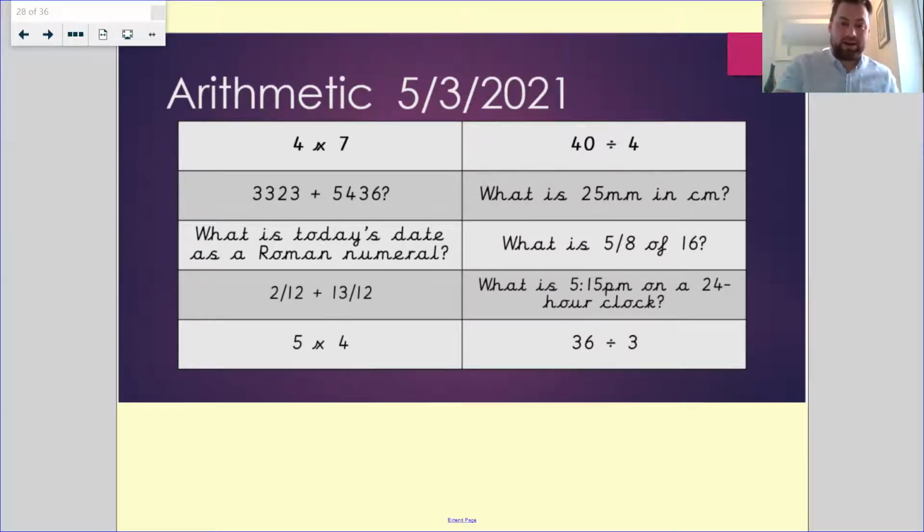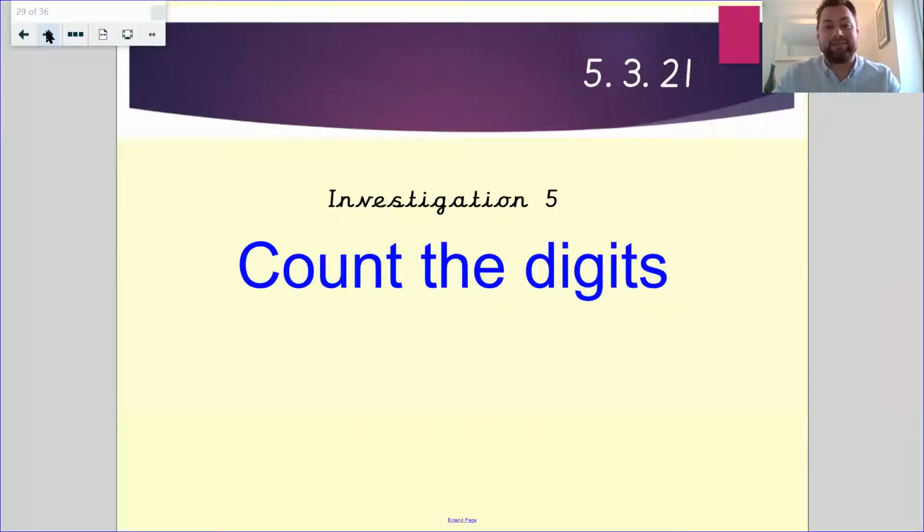What is 5:15 p.m. on a 24-hour clock? It's 17 hours and 15 minutes, so it will look like that. And then 36 divided by 3 is equal to 12. So well done for your arithmetic. Right, let's get on. Oh, I'll stop sharing the screen. Let's get on with today's activity.